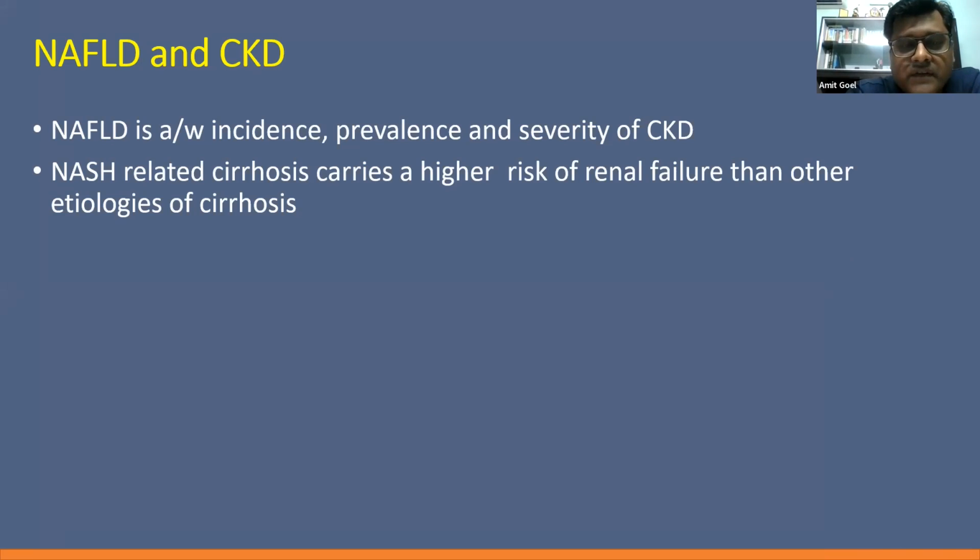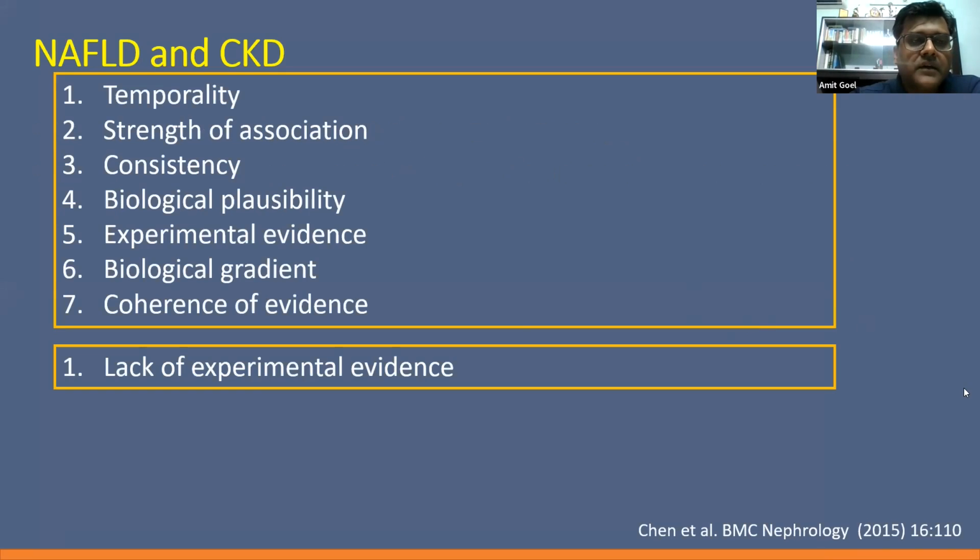And NASH-related cirrhosis carries a high risk of renal failure. This is from literature, not from the data we have just discussed. So for NAFLD and CKD, we have literature to support temporality, a good strength of association, consistency, biological plausibility. Experimental evidence is lacking. The fifth point is my typographic error. We have biological gradient and we have coherence of evidence.